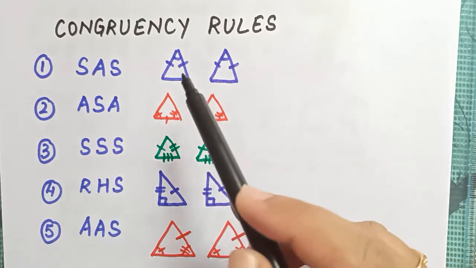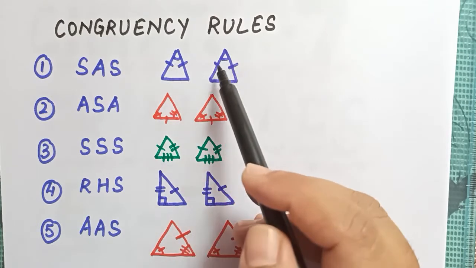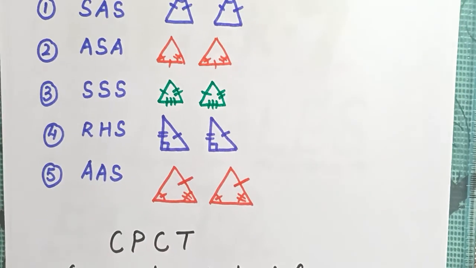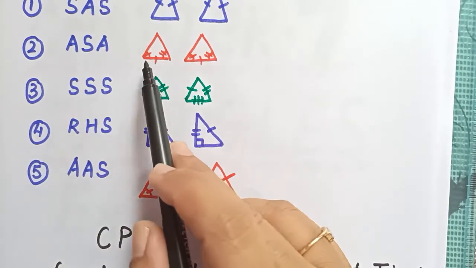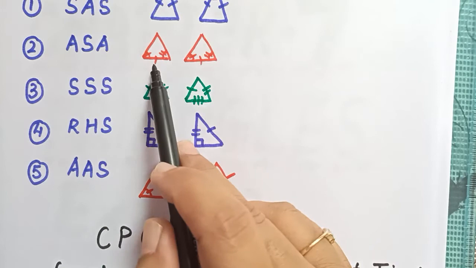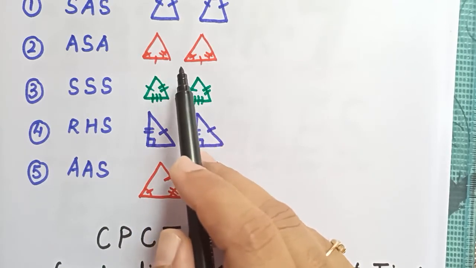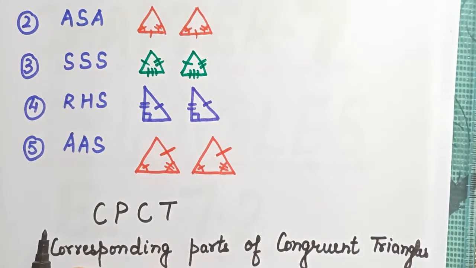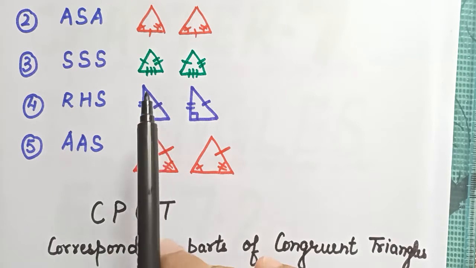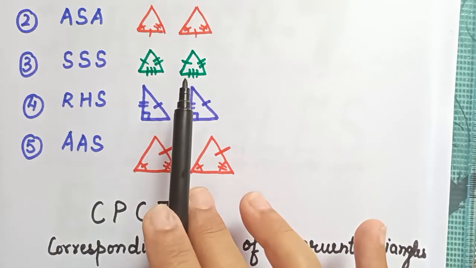In this rule, two sides and the included angles of two triangles are equal. The second is ASA, which means two angles and the included side. So if two angles and the included side of the two triangles are equal, then the triangles are said to be congruent triangles. The next is SSS congruency rule, which states that if all the corresponding sides are equal, then the triangles are congruent triangles.